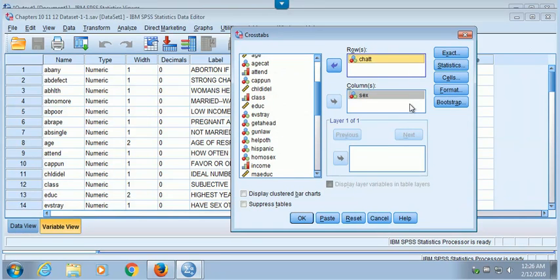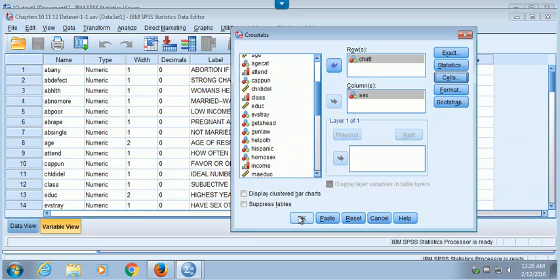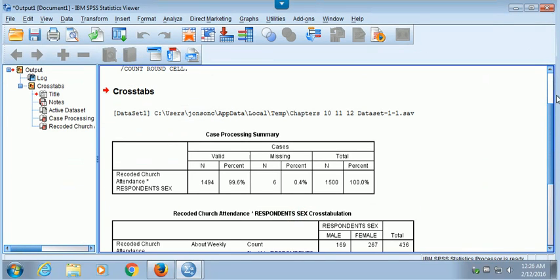So once you have your independent variable here and your dependent variable here, click on cells, and you're going to want to make sure that column percentages is checked. The default is to not have it checked, but we want to make sure that the column percentage is checked so that we can actually make a comparison between our variables. So make sure you check column, click continue, click OK, and you will see that our output is now produced.